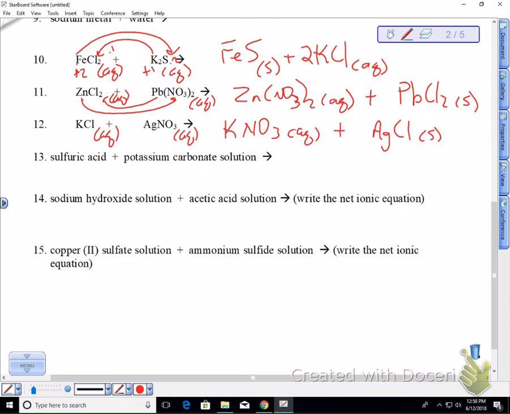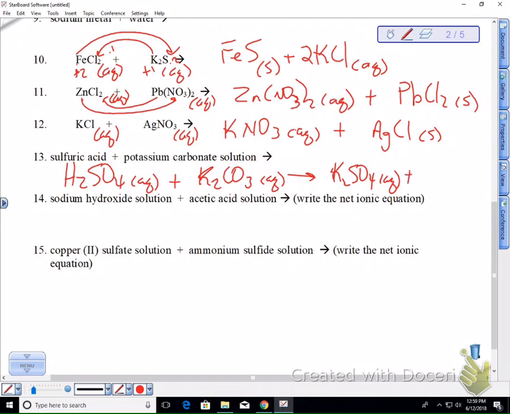Number 13, let's see what we have here. We have sulfuric acid, H2SO4. There's no hydro, so I knew it was a ternary or oxy acid, aqueous. Potassium carbonate solution. Potassium is +1, carbonate's -2, so K2CO3, aqueous. And let's do our swap. Potassium is +1. It wants to form a bond with sulfate. So that's going to give me K2SO4, which is aqueous. It's ionic, soluble.